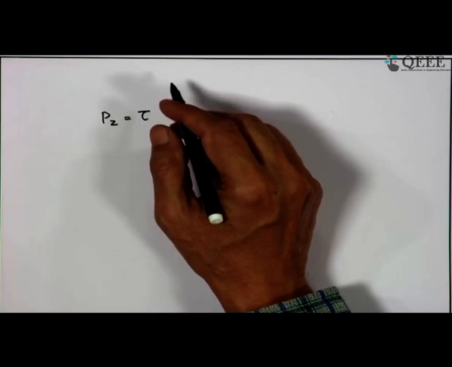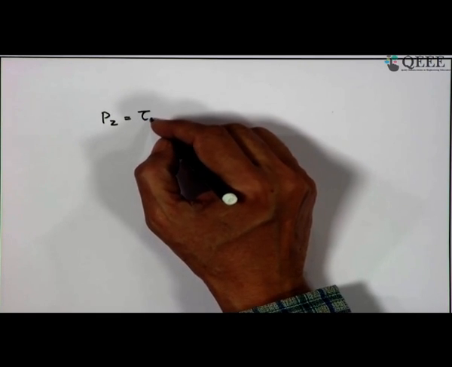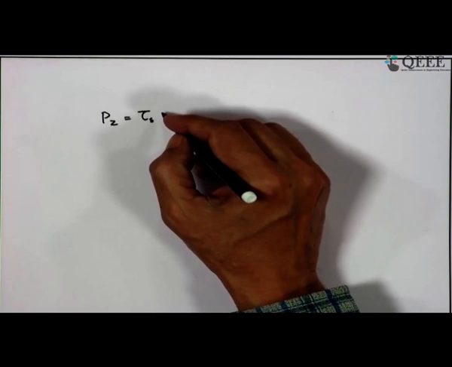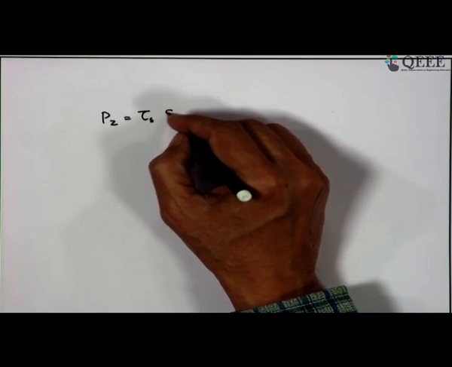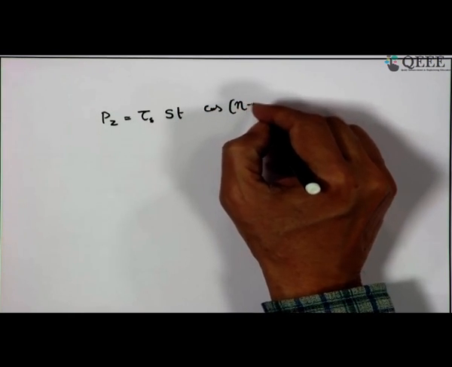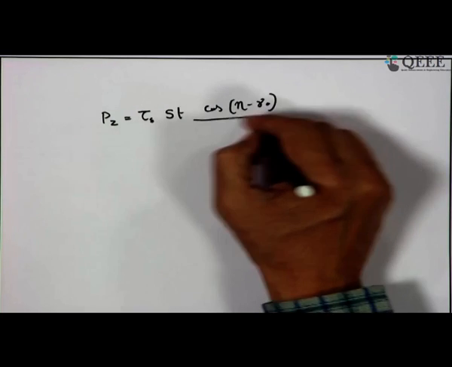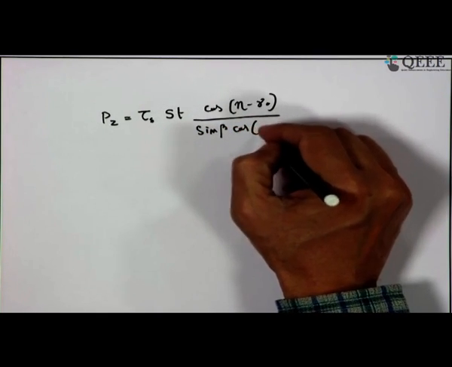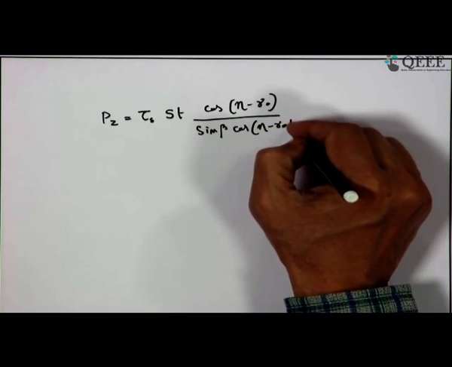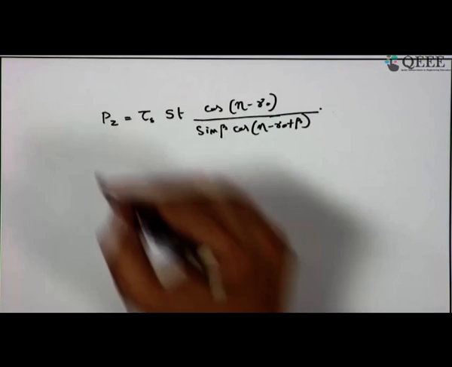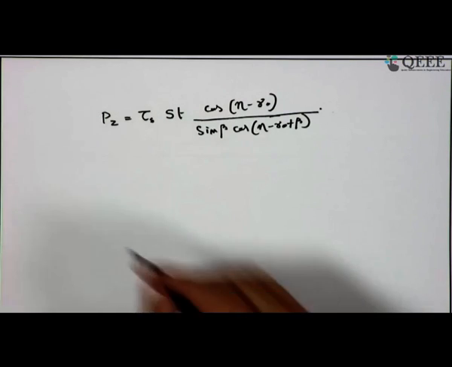I have written tau in the slide, but sometimes we also put tau s, meaning shear strength. You can write Pz equal to tau into s into t into cos of eta minus gamma O, divided by sin beta into cos of eta minus gamma O plus beta. Okay. So now Pz into Vc gives you the cutting power.